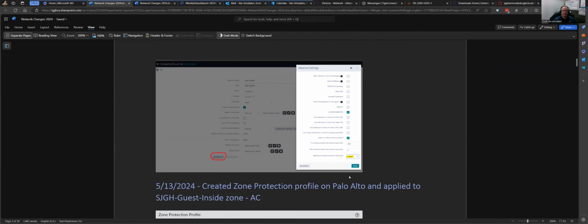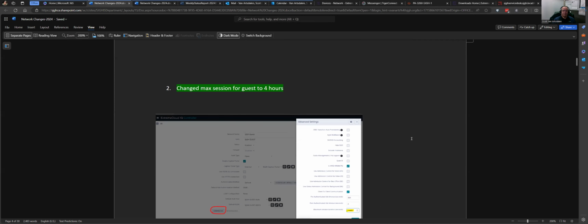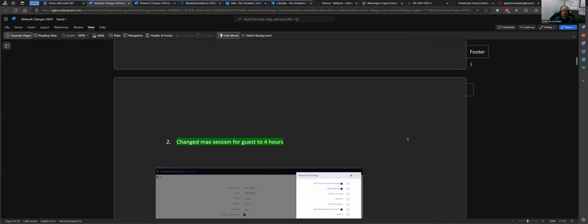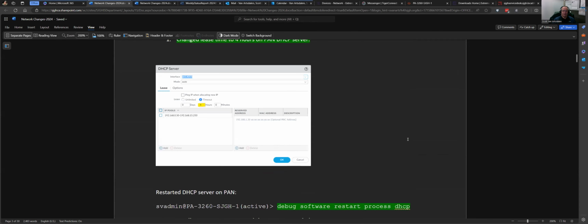So then the other thing I did was go to the guest wireless controls on the wireless controller, the wireless LAN setup, WLAN, and also change that to 4 hours. 14,400 seconds is 4 hours. So we did that. And since I've made these changes, we have not had the issue recur.